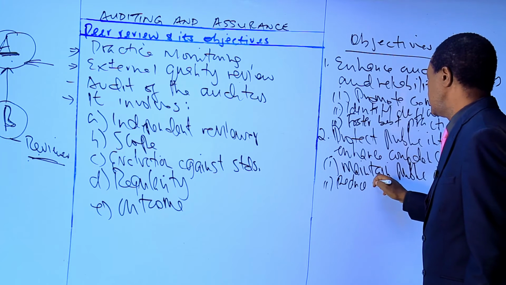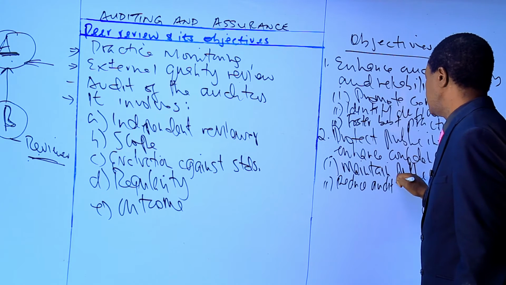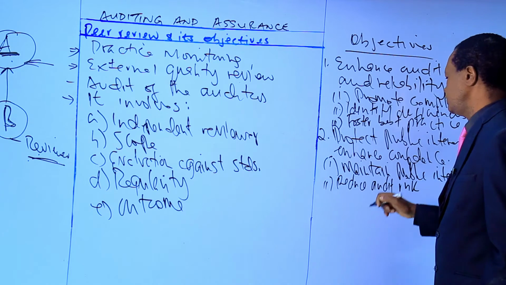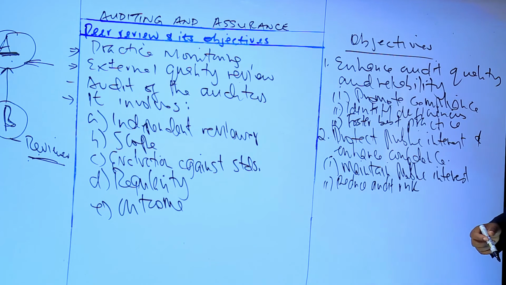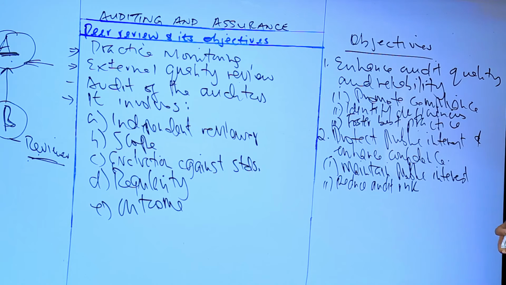Two, reduce audit risk. Peer review also reduces audit risk. By identifying and rectifying deficiencies, peer review helps reduce the risk of material misstatements going undetected in financial statements, and thereby reduces the risk of inappropriate audit opinions. You understand?